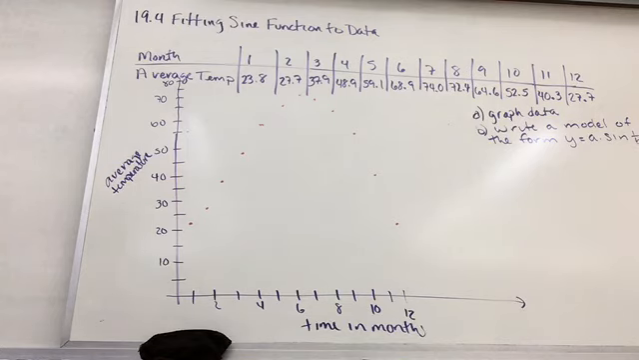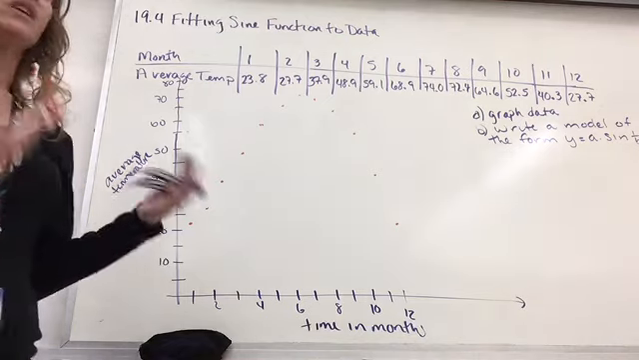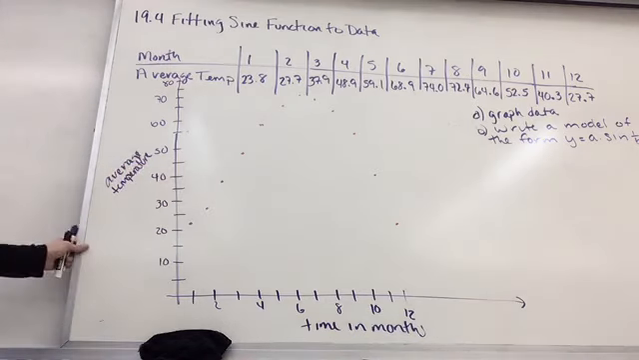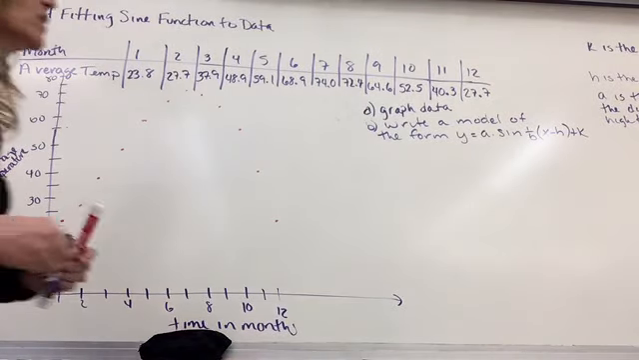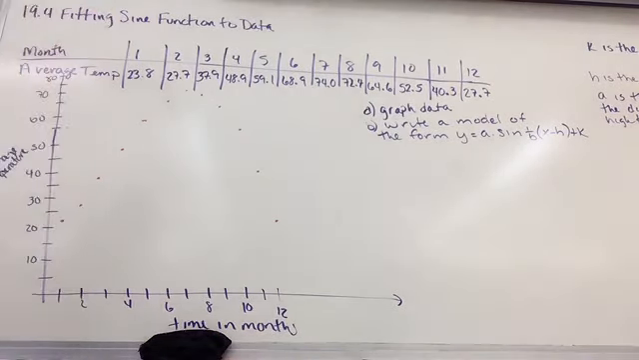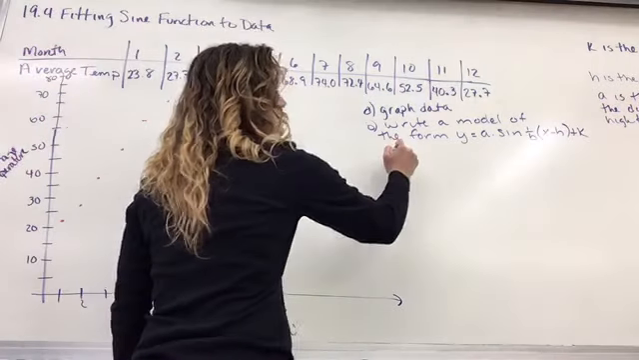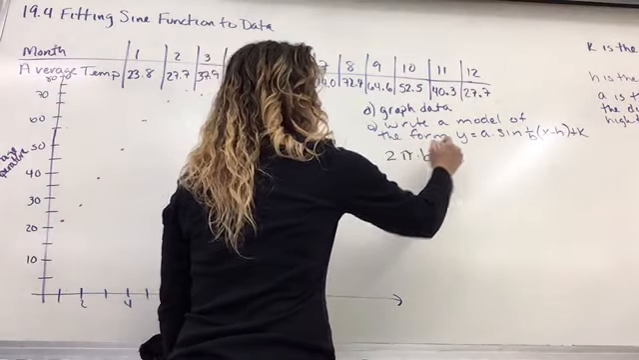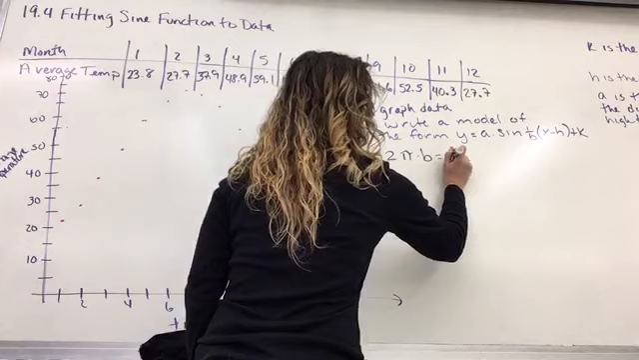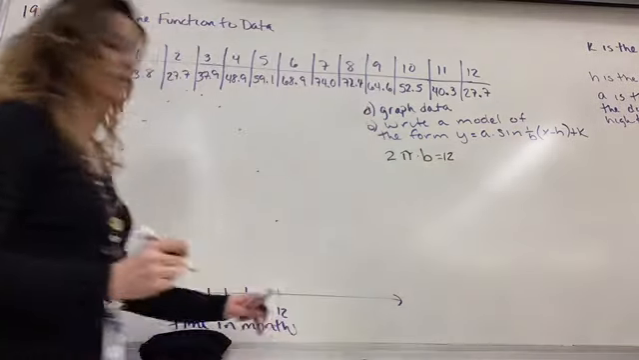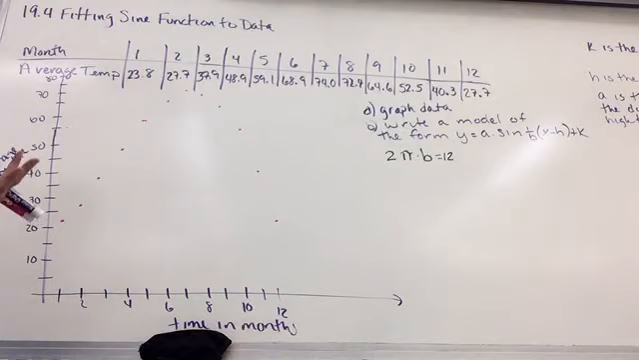B says write a model in the form y equals a times the sine of 1 over b times x minus h, plus k. So doing all of that, to find b, we're going to use the same process that we used before with writing the equation. So now that we've got our data graphed, I'm going to slide this down just a little bit. To find b, I'm going to use the fact that 2 pi times b tells me how many cycles I'm going to have, and that was equal to, in this case, 12. So we have a length of 12.